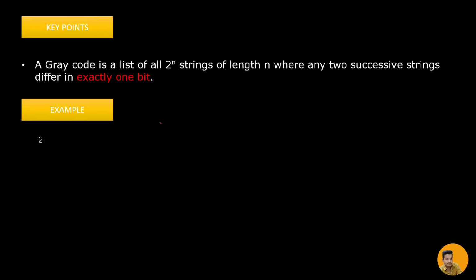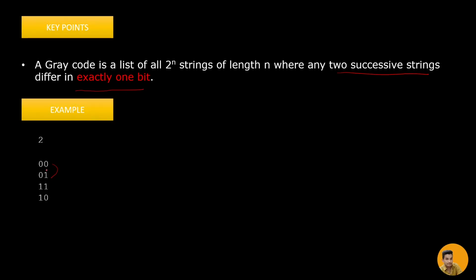When n is 2, that means we are going to have a list of 2 to the power n, that is 2 to the power 2, that is 4 strings, and each will be of length n, that means length 2. These are 4 strings and each is of length 2, and then any two successive strings differ in exactly 1 bit.